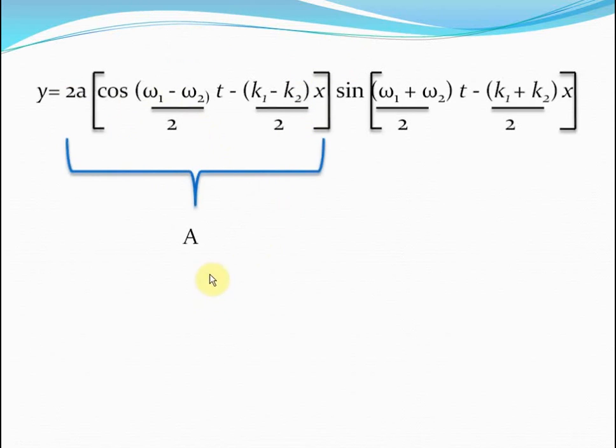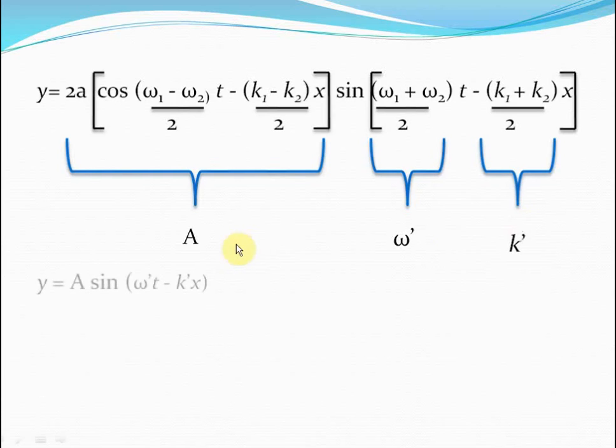then wouldn't this be A sine omega t minus kx with omega, like the angular frequency of the resultant wave, equal to omega 1 plus omega 2 divided by 2, and k dash being equal to k1 plus k2 divided by 2. You could then say that the equation of the resultant wave is y equal to capital A sine omega dash t minus k dash x, where omega dash is omega 1 plus omega 2 divided by 2, and where k dash is k1 plus k2 divided by 2. There is only one catch. How can the amplitude have a cosine function in it?